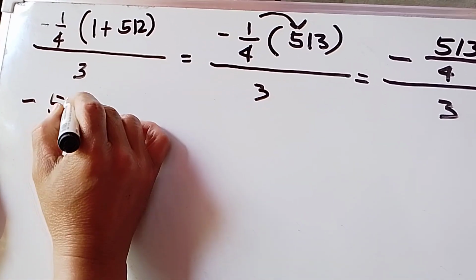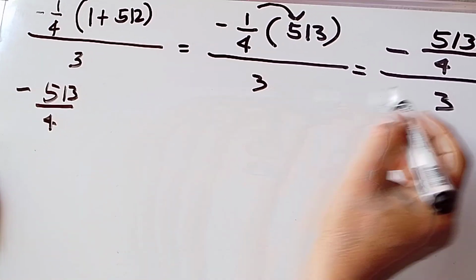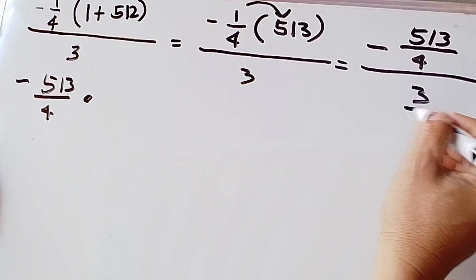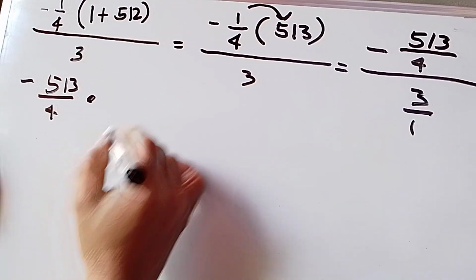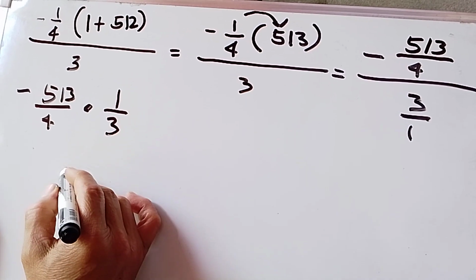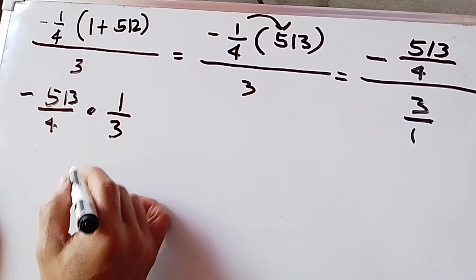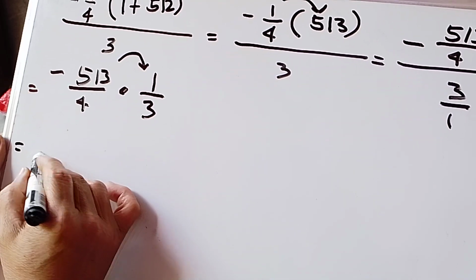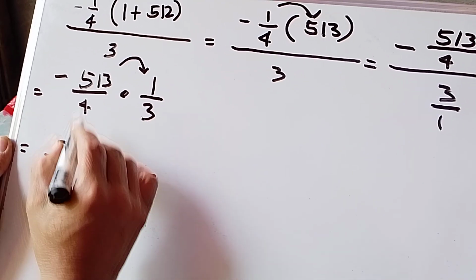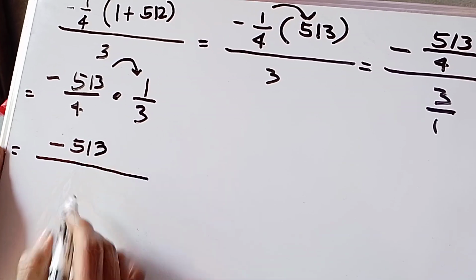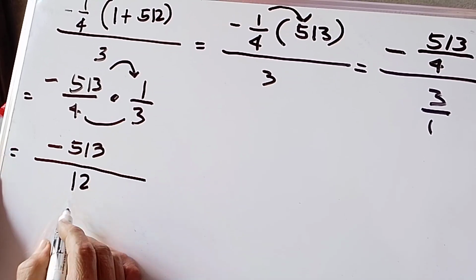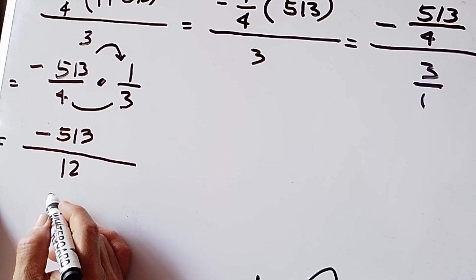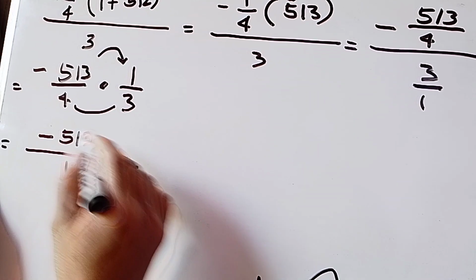Negative 513 over 4. Okay, this operation will change to multiplication, and then upside down of 3 over 1, so this will be 1 over 3. So, I need to multiply the numerators: negative 513, and then 4 times 3 is 12. So I have here negative 513 divided by 12. I need to divide because this is an improper fraction.